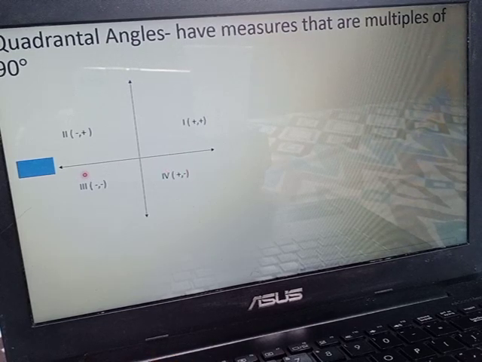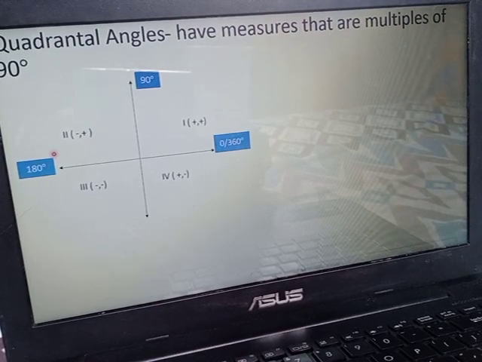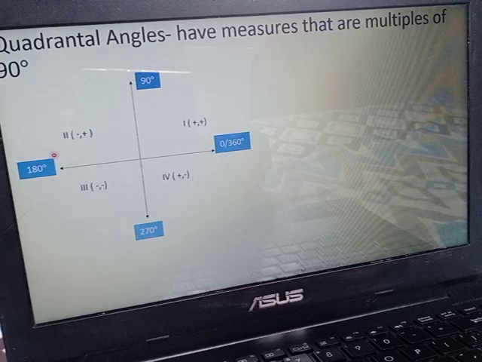So what are our quadrantal angles? First we start with 0, or this is 360 degrees. Next we have 90 degrees, of course, and then 90 plus 90, so we have 180, or halfway around our circle, and then we have 270 degrees.